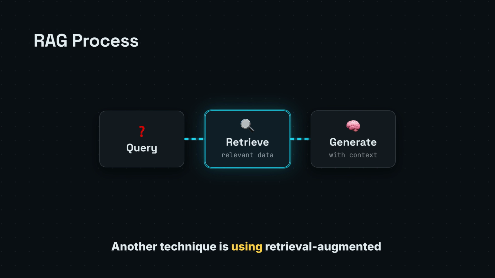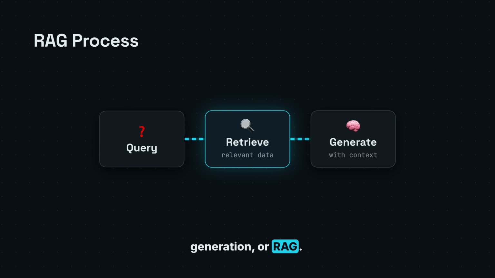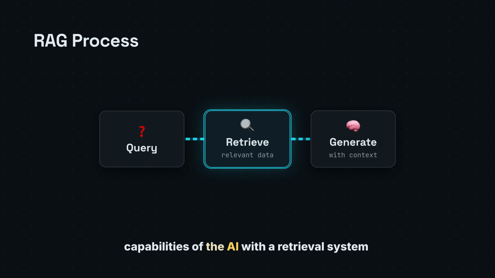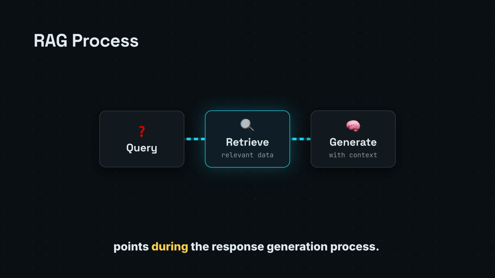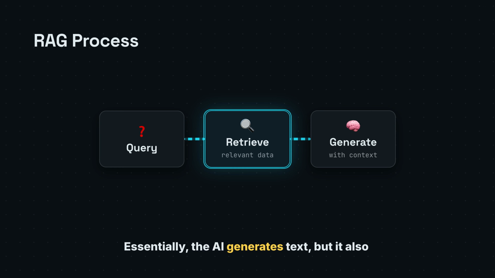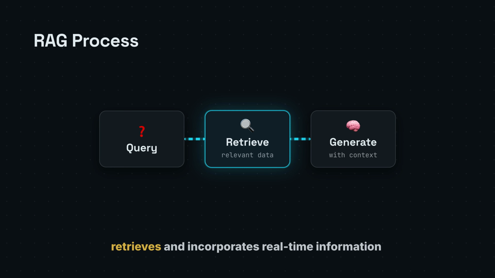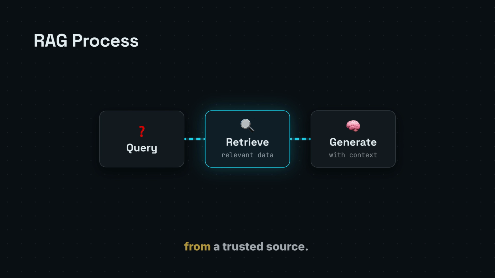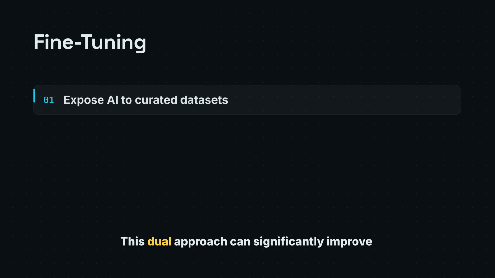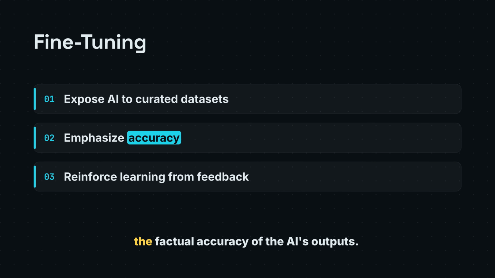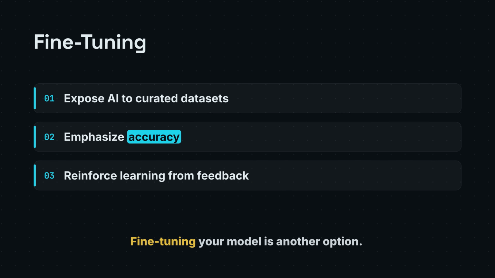Another technique is using retrieval augmented generation, or RAG. This involves combining the generative capabilities of the AI with a retrieval system that can pull in relevant documents or data points during the response generation process. Essentially, the AI generates text, but it also retrieves and incorporates real-time information from a trusted source. This dual approach can significantly improve the factual accuracy of the AI's outputs.